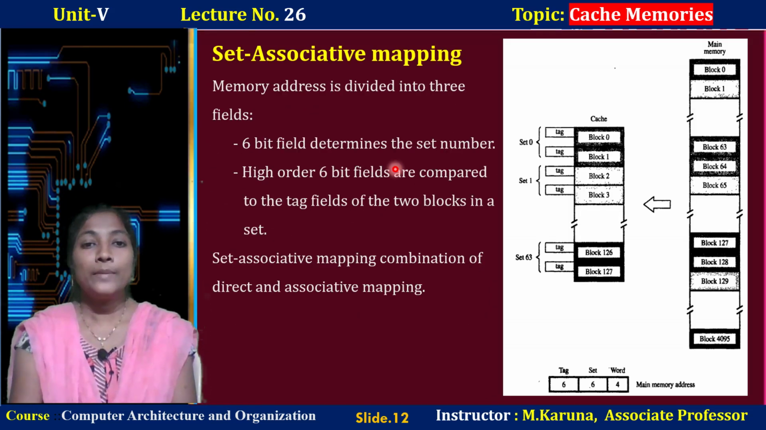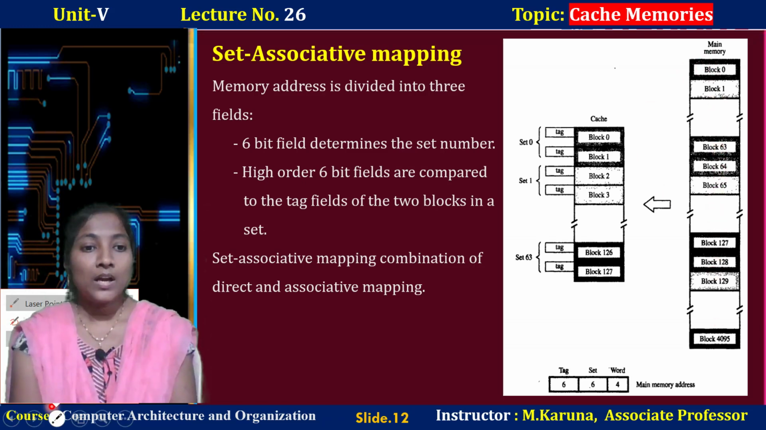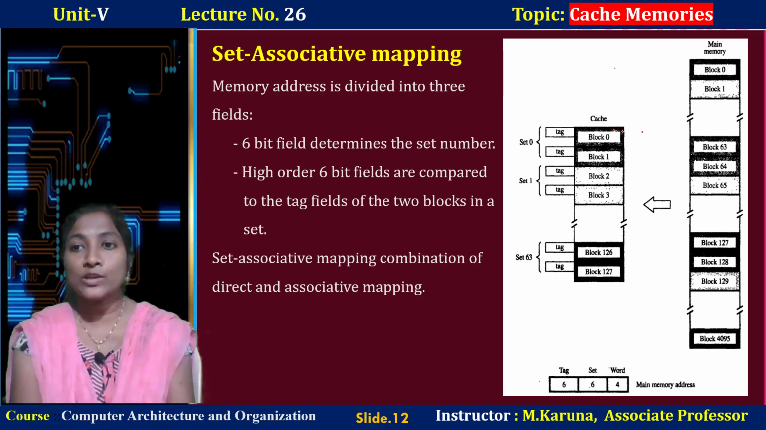Next, coming to the set associative mapping. Here main memory contains 4095 blocks, 0 to 4095, meaning 4096 blocks exist. Each block consists of 16 memory locations. So 4096 into 16 memory locations is equal to 64 kilo memory locations present in the main memory. Let us see how mapping takes place between main memory and cache memory.